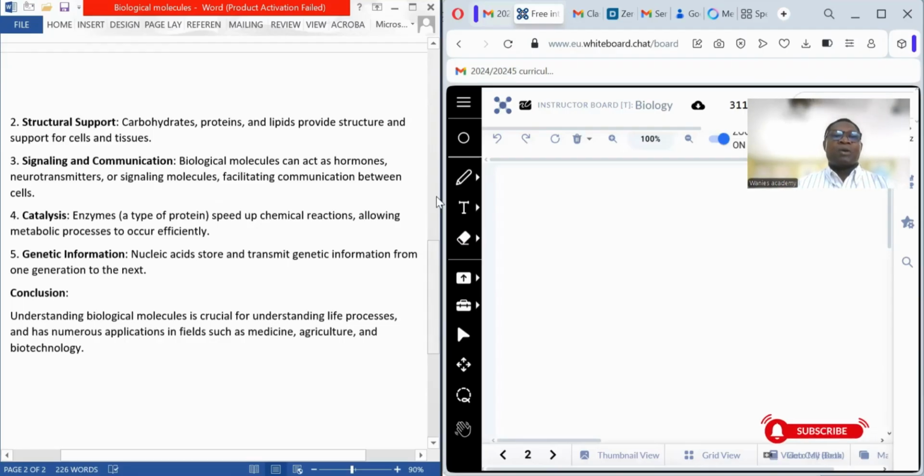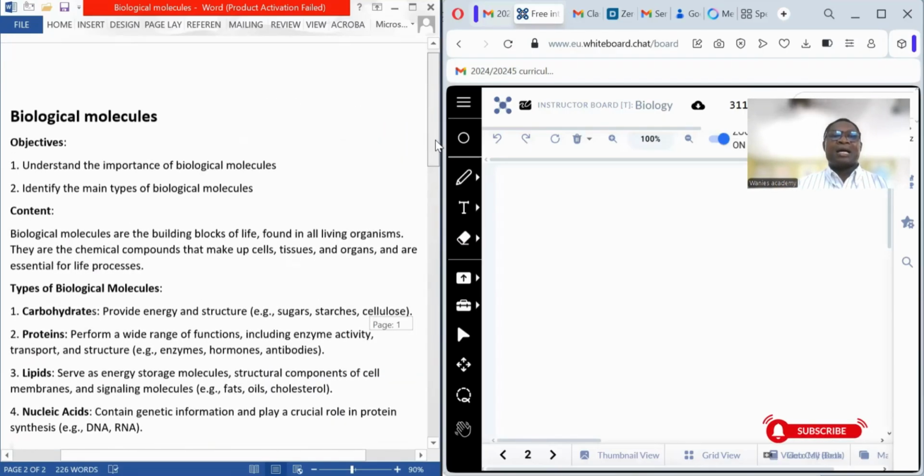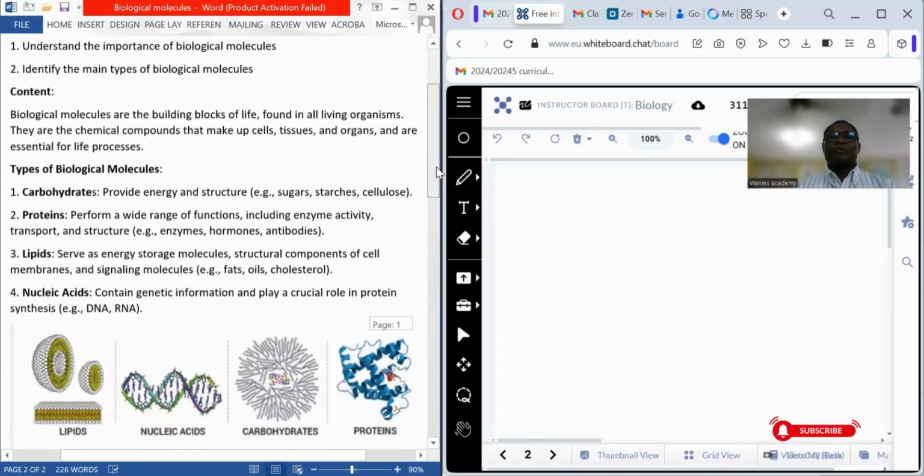Once more, biological molecules, like I said earlier, are molecules that build up life. They are the building blocks of life. They allow organisms to function effectively.